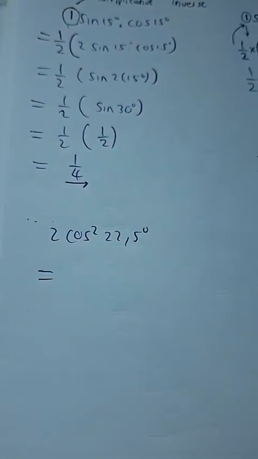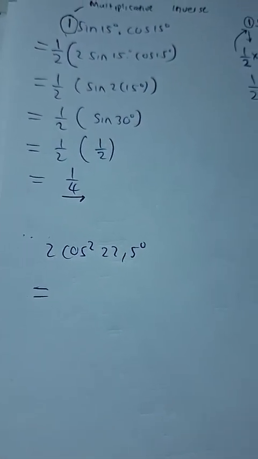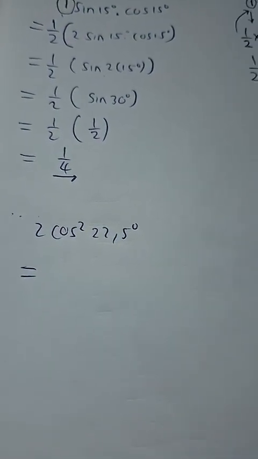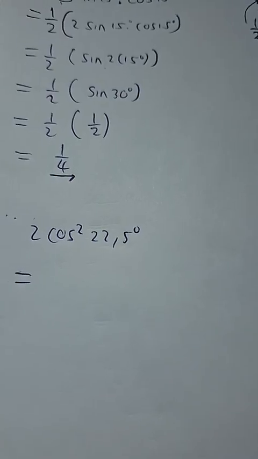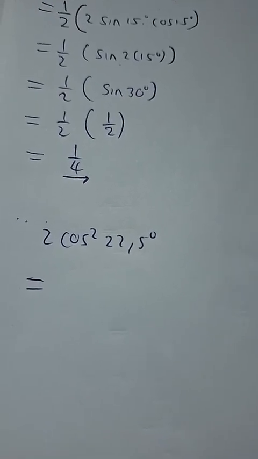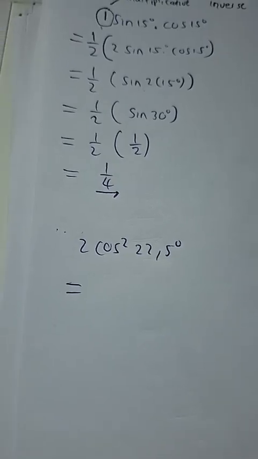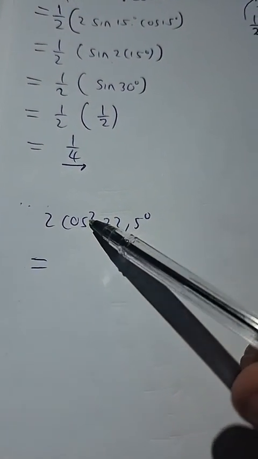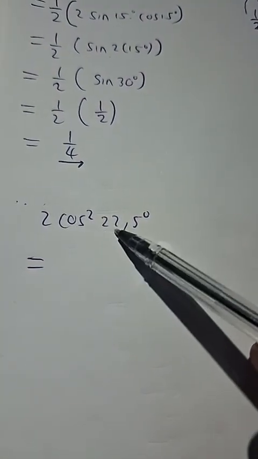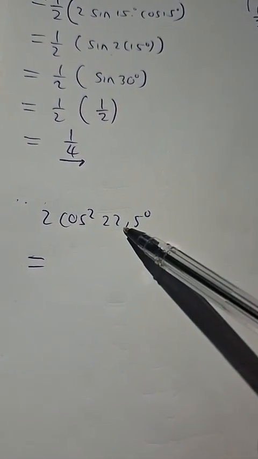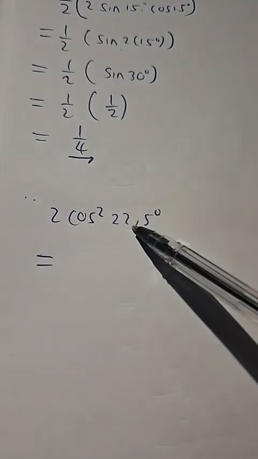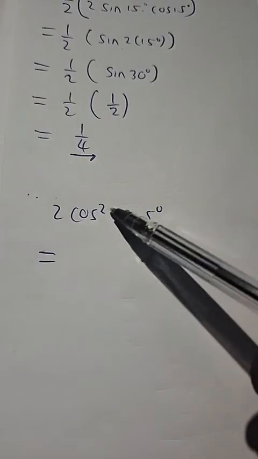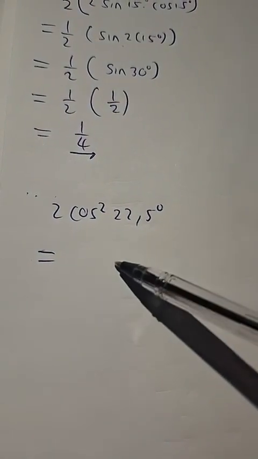Let's look at this situation. What about this one? 2 cos squared 22.5 degrees. We look at this, we're like, okay, and then what happens here? Okay, double angle expression. We're looking at this, 2 cos squared 22.5, but there's no reduction of the double angle that will lead us to a place where we can actually simplify this without using our calculator.